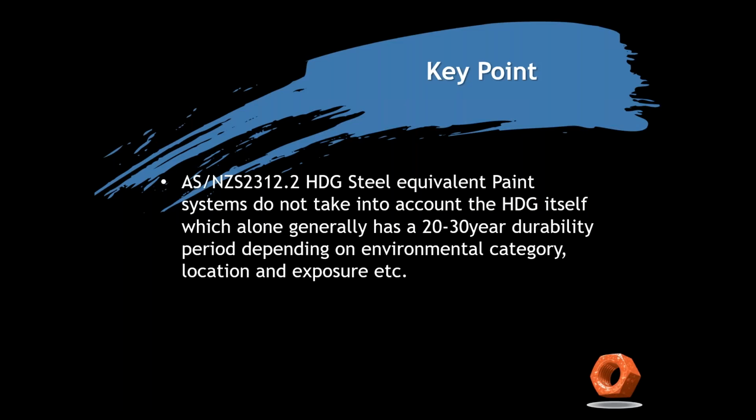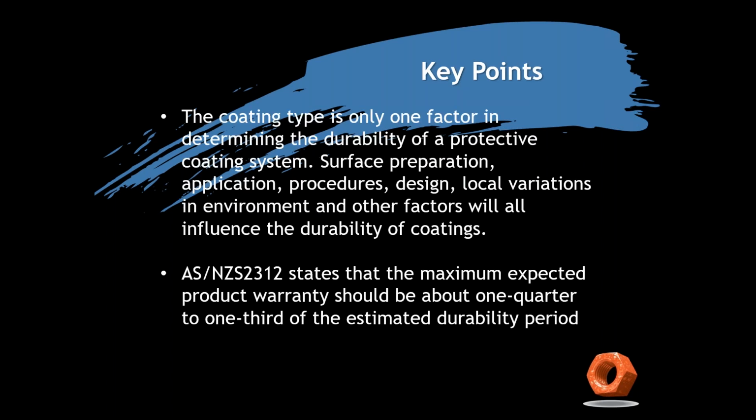The key point with this, though, is that hot dip galv steel itself has a 20 to 30-year durability period by itself, depending on the environmental category and location and exposure. So when you combine that with your paint system, it's a pretty robust and long-term system. Some really key points here as well: coatings are only one part of the durability of a protective coating system. There's a huge amount that goes into paint systems before you even put the paint on.